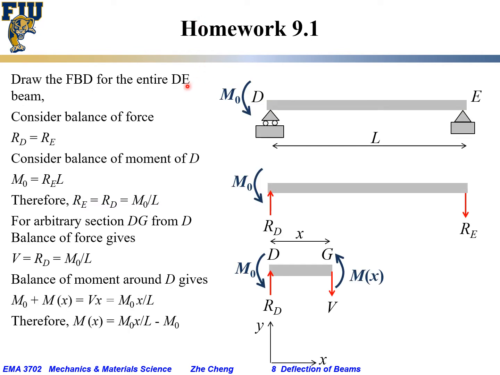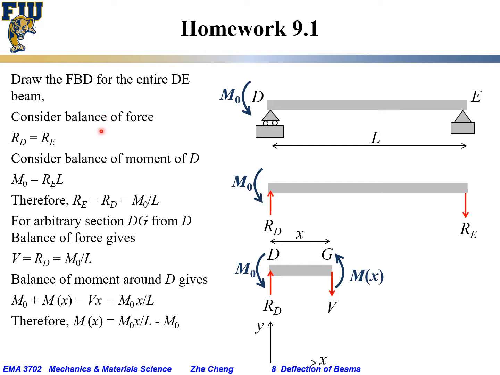So the first step, like most of our problems, we would start from statics. We would draw the FBD, or free body diagram, for the entire DE beam. So what we got is something here. At D, we have a reaction force RD, and at E, we also have a reaction force RE. Let's assume RD is pointing upward, and because RD is pointing upward, let's assume RE is pointing downward. Okay, that's the two reaction forces, and there's no reaction moment, and then of course we have M0.